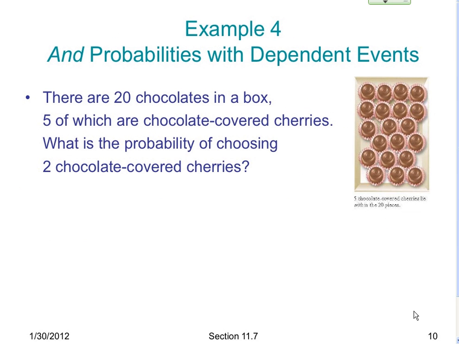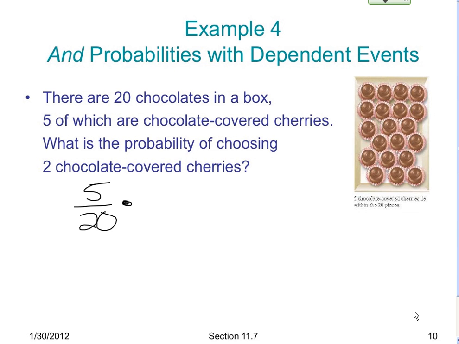So suppose we have 20 chocolates in a box, and 5 of those are chocolate-covered cherries. What is the probability of choosing 2 chocolate-covered cherries? So if I want the probability of 1 chocolate-covered cherry, it would be 5 out of 20. But I want the probability of 1 chocolate-covered cherry and the probability of 1 chocolate-covered cherry.